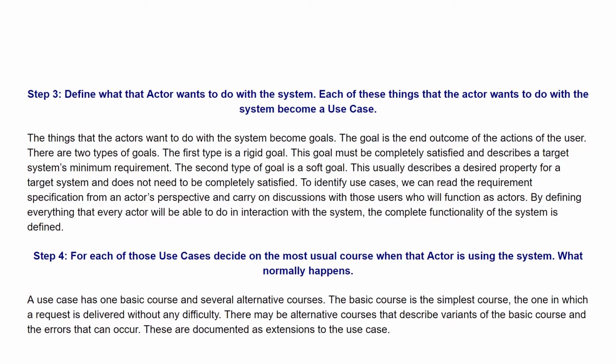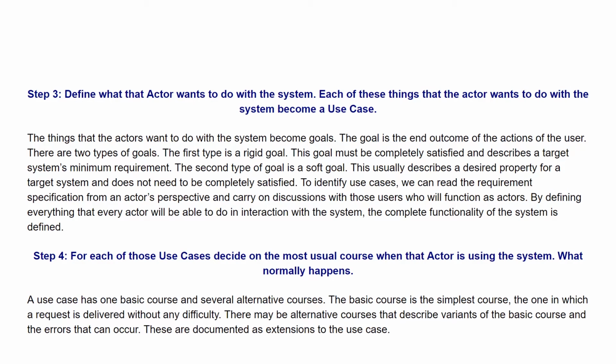And then step 4, for each of those use cases, decide on the most usual course when the actor is using the system. In basic terms, what normally happens. So for, let's say, a person who is ordering something, there will be a general idea of what will happen and what the person will do. And so those things may be very basic things.